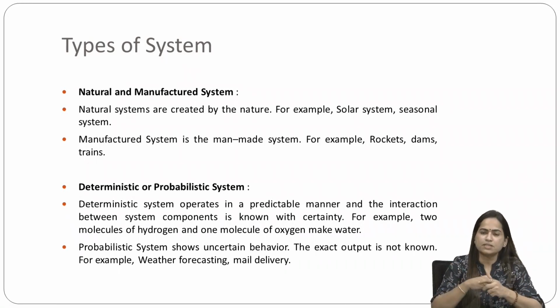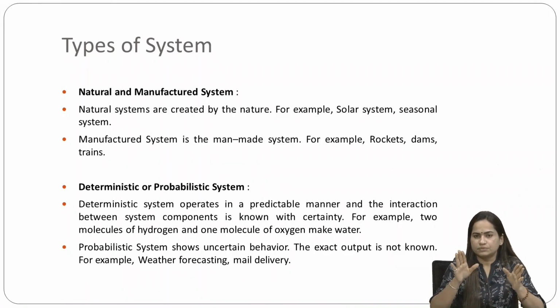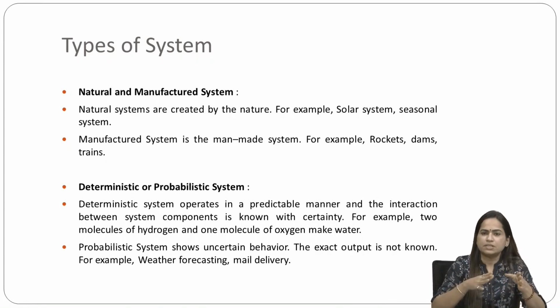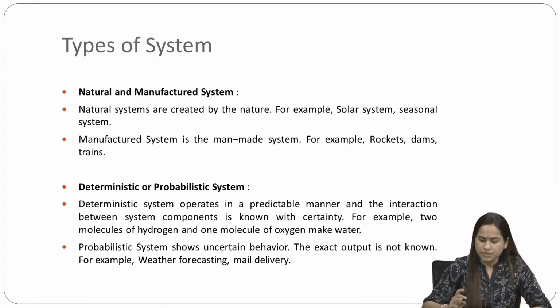And probabilistic means a probabilistic system shows uncertain behavior. The exact output is not known. For example, weather forecasting, mail delivery. If we have such a system, then it is a probabilistic system.